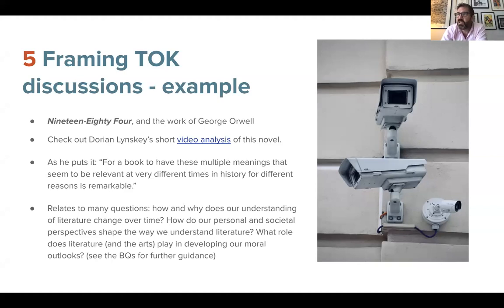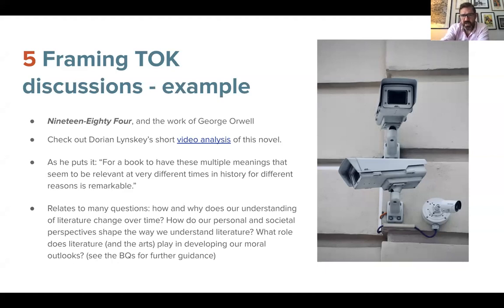Now, in language and literature, you might be looking at the themes within 1984. You might be looking at the style of language used by George Orwell. You'll be focusing on the characters and the motivations behind them, etc., which is great. In TOK, we wouldn't be doing that. We wouldn't be so interested in George Orwell's style. For us, this book and actually the work of George Orwell in general is just so interesting because our understanding of it and our use of it has changed quite radically over time.